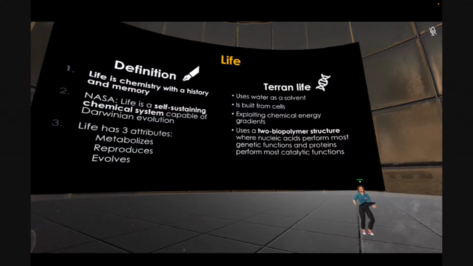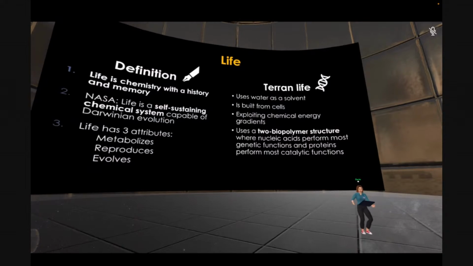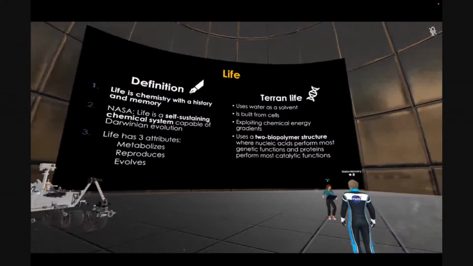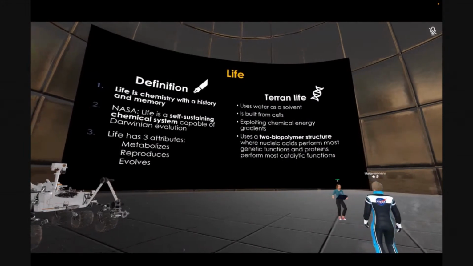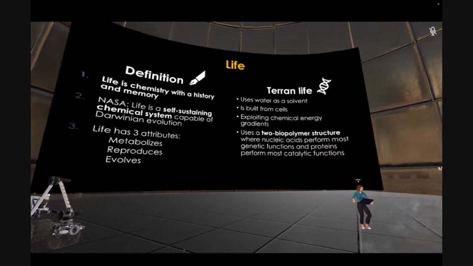So to start, it helps to define our terms and make sure we're all on the same page with what is life? And if we were to look at a sample from another planet, how would we even know if what we're seeing constitutes life? So at the most basic, life is chemistry with a history and a memory. What I mean by that is that life is a self-sustaining chemical system that's capable of evolving. That's the definition that NASA most prefers to use.